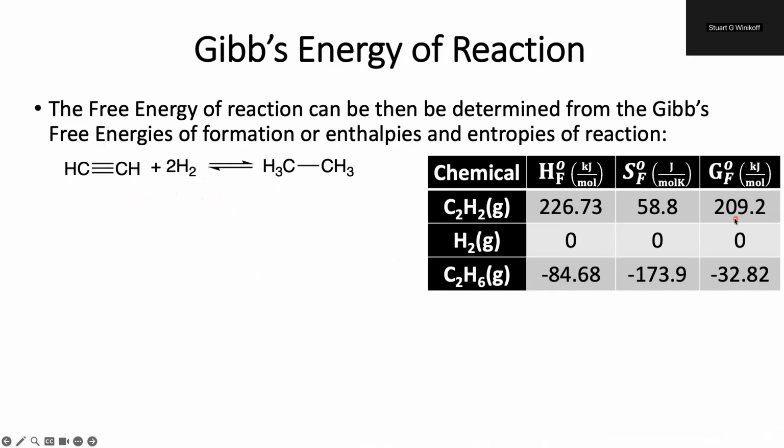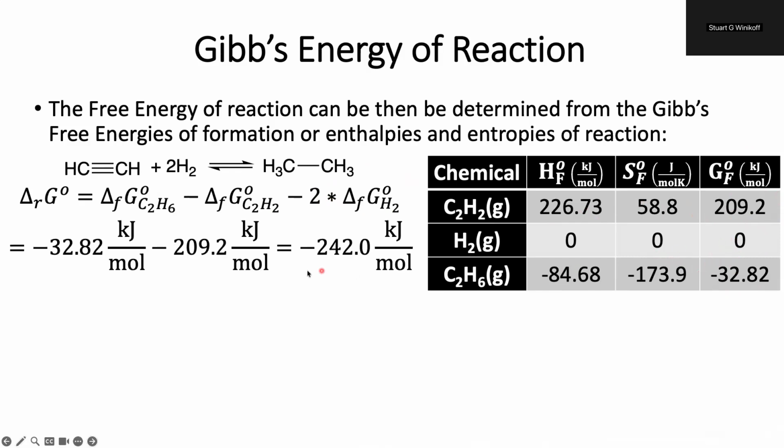So we can figure out our Gibbs energy of formation from our enthalpies and entropies of formation, already done here. And you can often find these Gibbs of formation in a table. So if I want to figure out the Gibbs of reaction, I can simply take the products minus the reactants, making sure to take account of stoichiometry. In this place, not a big deal because the formation of hydrogen is just 0. So if I do this, we figure out the Gibbs free energy of reaction is just negative 242 kilojoules per mole. Noticing this value is very negative, which means this reaction is incredibly favorable.